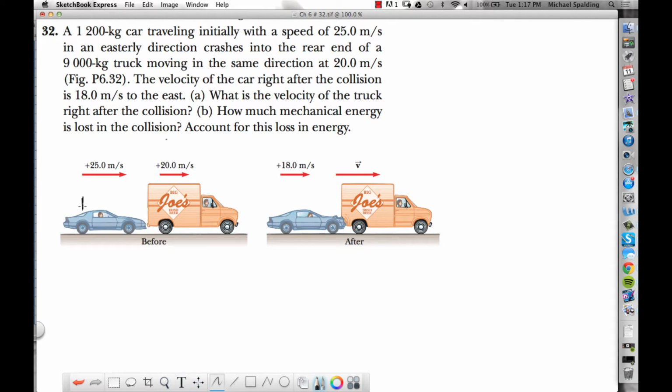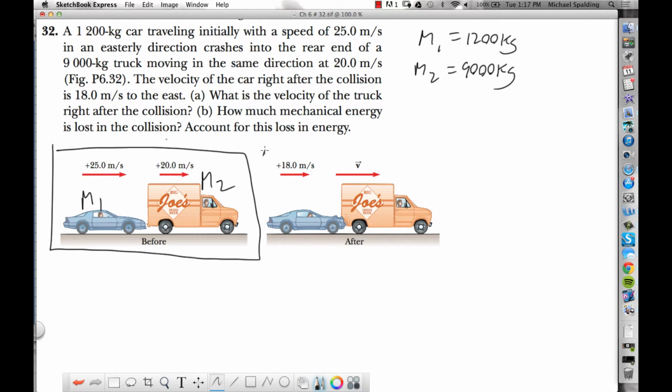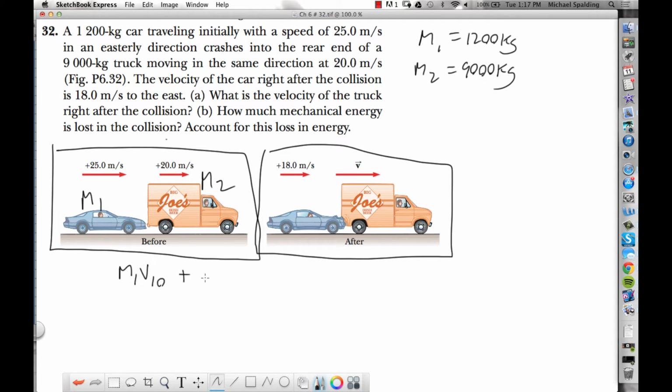So let's say the car is M1, the truck is M2. M1 is 1,200 kilograms, M2 is 9,000 kilograms. So we got a collision here. This is before the collision, this is after the collision. You can always apply conservation of momentum, which says momentum before equals momentum after. So M1 V1 initial plus M2 V2 initial equals M1 V1 final plus M2 V2 final.